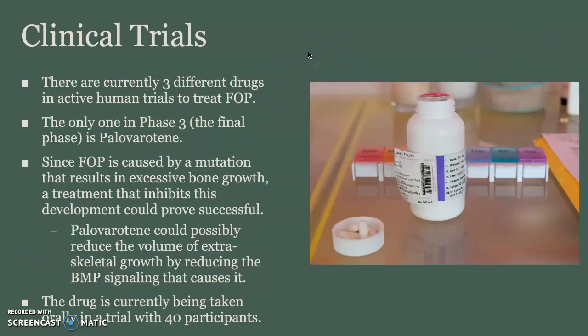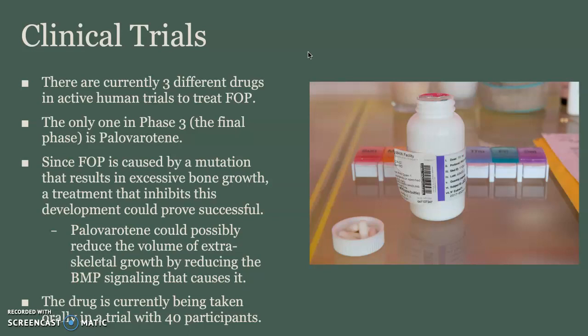So there are currently 3 different drugs that are in active human trials to treat FOP. The only one in phase 3, which is the final phase, is palovarotene. Since FOP is caused by a mutation that results in excessive bone growth, the treatment that inhibits this development could prove successful. So palovarotene could possibly reduce the volume of extraskeletal growth by reducing the BMP signaling that causes it.